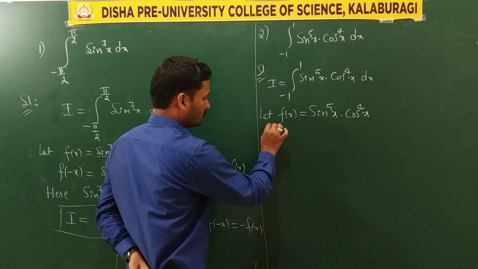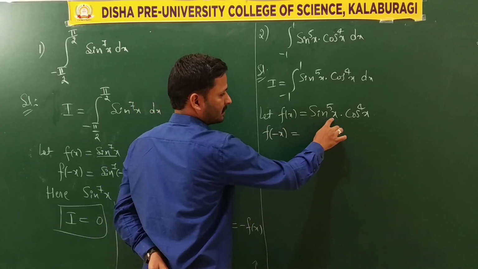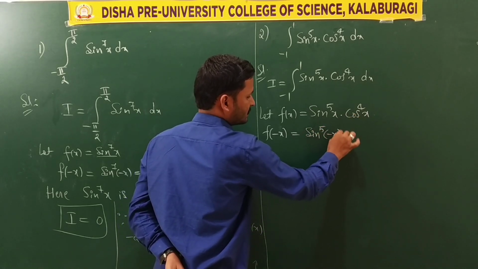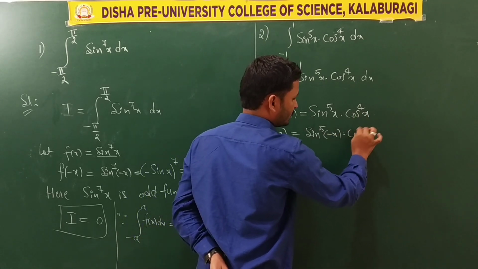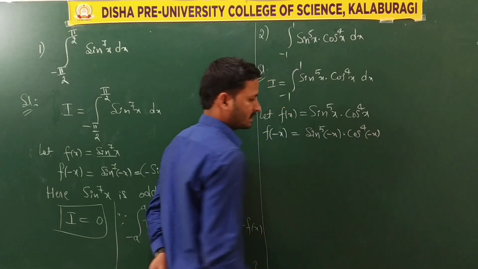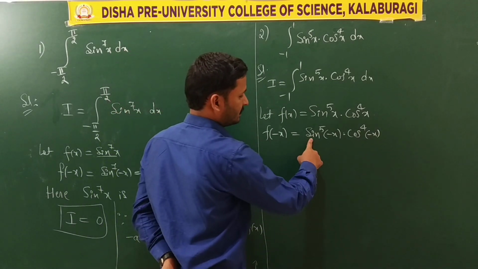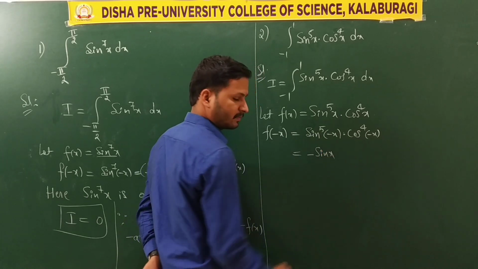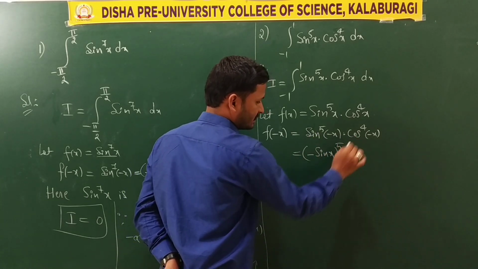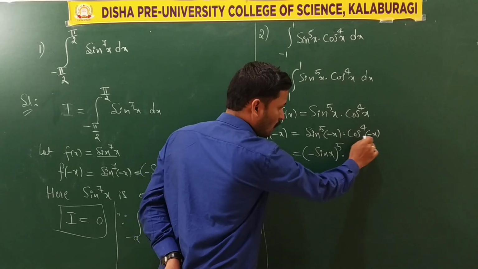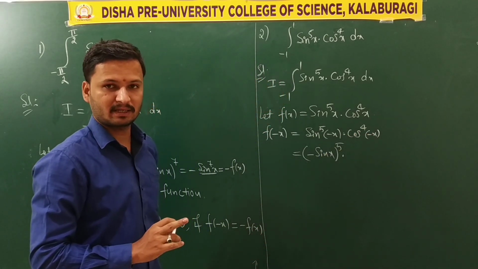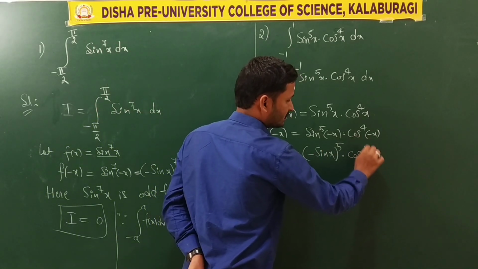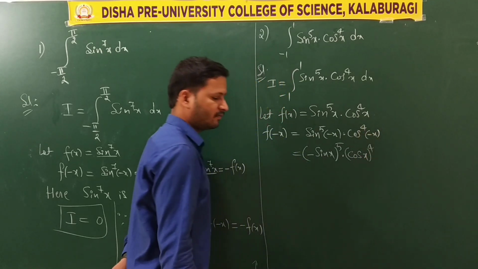Okay, so f of minus x is equal to, put minus x in place of x. So what happens: sin raised to 5 of minus x into cos raised to 4 of minus x. Sin of minus x is minus sin x, to the power 5. Into cos of minus theta, which is plus cos theta, so cos of minus x is plus cos x, cos x to the power 4, so whole to the power 4.